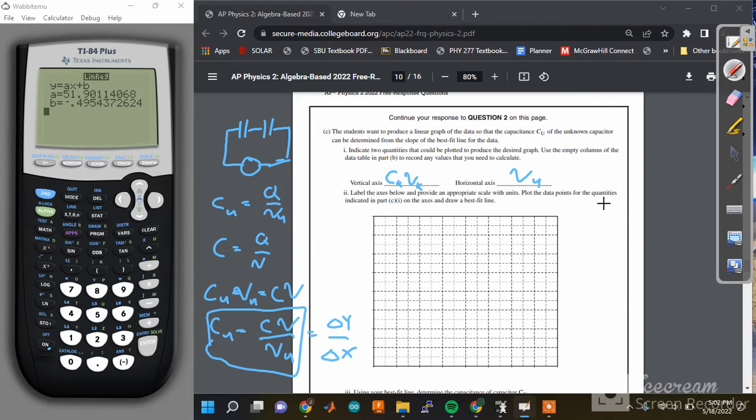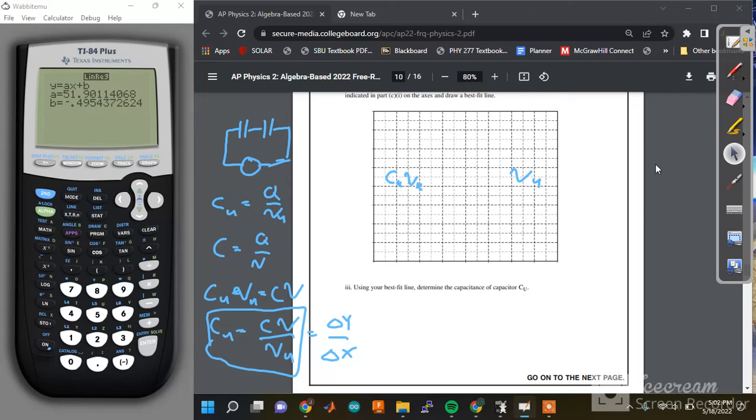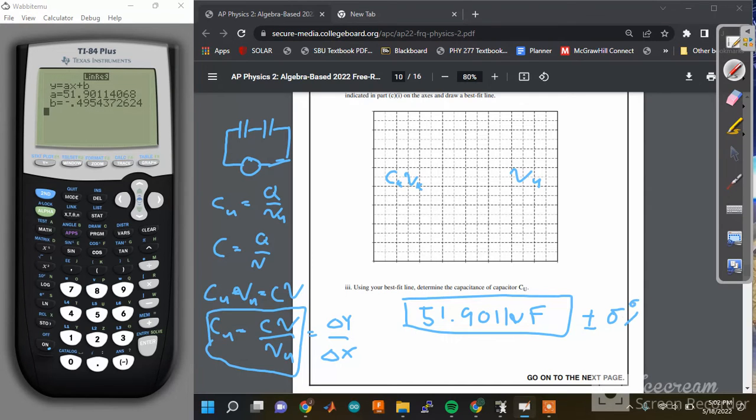So I believe the next question is, using your best fit line, determine the capacitance of the capacitor. We can't really do any error propagation here, but it would be around 51.9011 microfarads. That would be the best educated guess. And obviously there's some unknown tolerance value you can figure out, but we don't have to worry about that right now. So yeah, that would be your answer for this next part, around 52 microfarads.